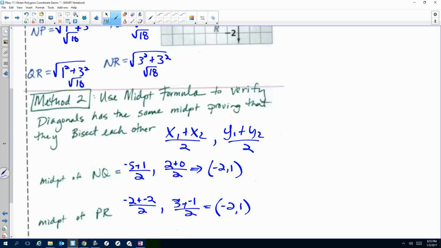We have a theorem that states that one of the facts of a parallelogram is that if the diagonals bisect each other, then it proves that the quadrilateral we have is a parallelogram. So if it's a parallelogram, the opposite sides are parallel. If this is the same, then therefore we have a bisector. And that was for our diagonals.